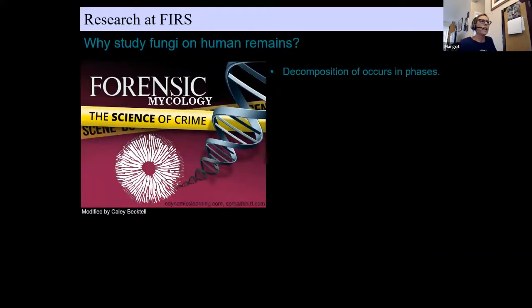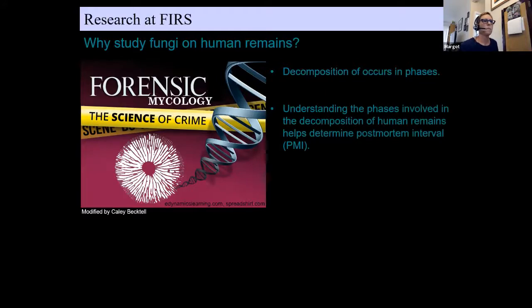So first of all, why even study fungi and human remains? Decomposition happens in phases. So anything that's decomposing, whether it's an animal or a person, it's going to happen in phases. And understanding those phases helps determine what's called the postmortem interval, which is also known as the PMI. And understanding the PMI helps with crime scene investigations. How long has a body been there? So the integration of understanding how fungi might play a role is called forensic mycology.